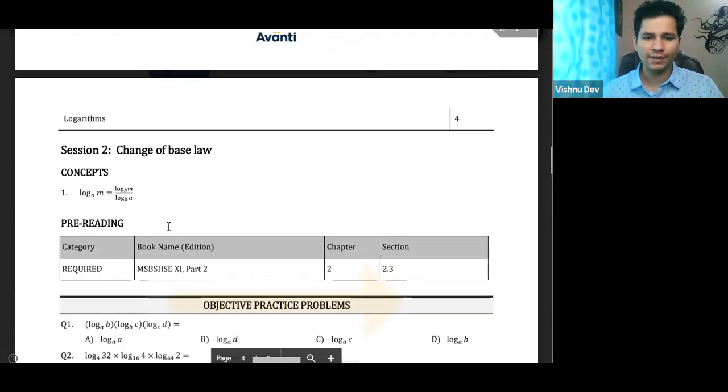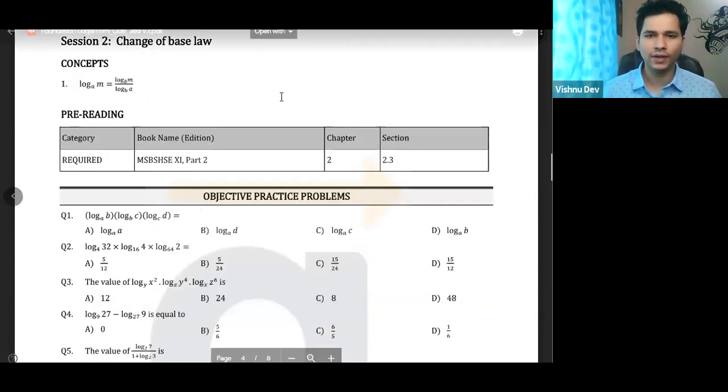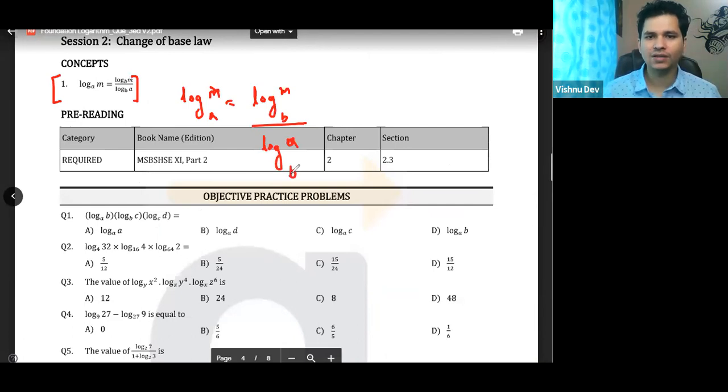Now, this session 2 we are going to discuss today. Session 2 is based on this property. I hope all of you remember this property. Log m base a is equal to log m base b whole divided by log a base b. Yes or no? Which property is this?